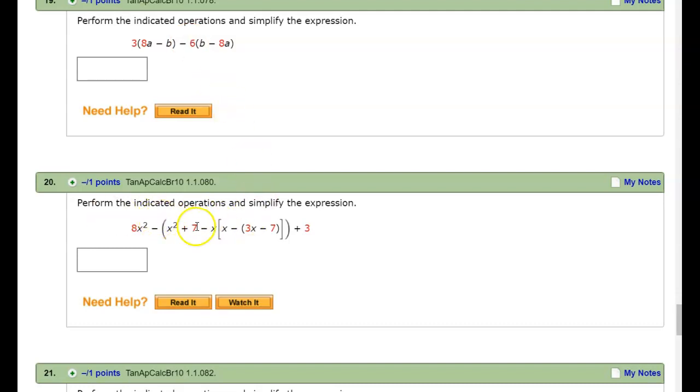The number 20 here, it says perform the indicated operations. Well, this is a bunch of things inside of each other. So you're going to always start with the innermost one. So 3x minus 7 does not simplify, but I do have to distribute this negative through. So you want to write this down on a piece of paper and one step at a time, do these steps out.